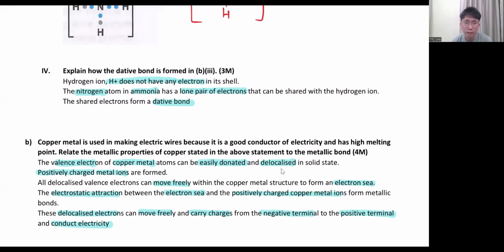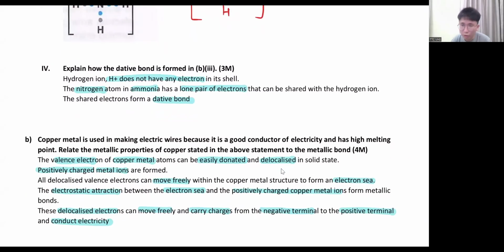So guys, I know there are a lot of things to memorize, but as I said, focus on the front chapters first. Chapter 2, chapter 3, chapter 4, chapter 5, ionic and covalent. The dative, the hydrogen bond, the metallic bond, the bonding at the back is not very important. Focus on ionic and covalent most importantly.